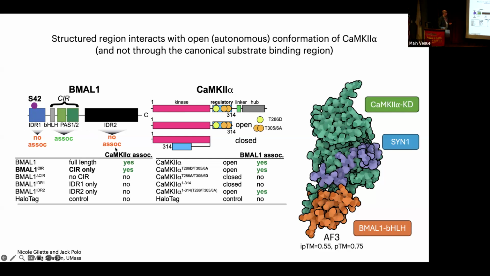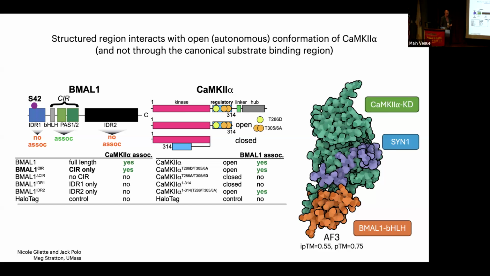We ran simulations with AlphaFold, like everybody, and these are just simulations, so we take them with a major grain of salt. But it does show us something interesting. If we run the PAS domains on AlphaFold versus the BHLH domain, it has a much higher predictive accuracy. And what's interesting is that, shown here in orange, it binds to this fold of the T286 site.